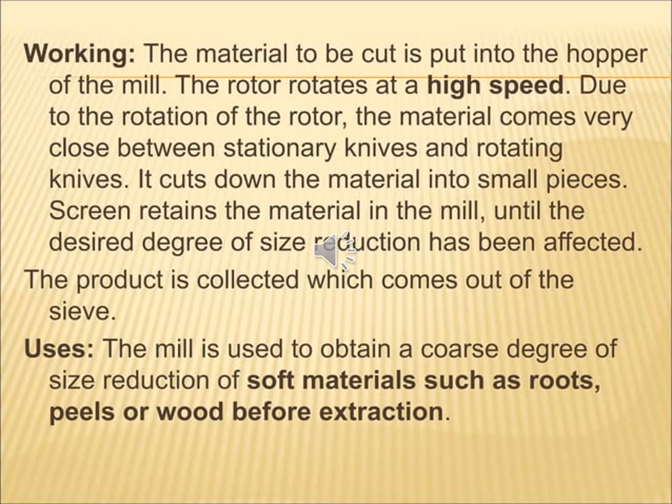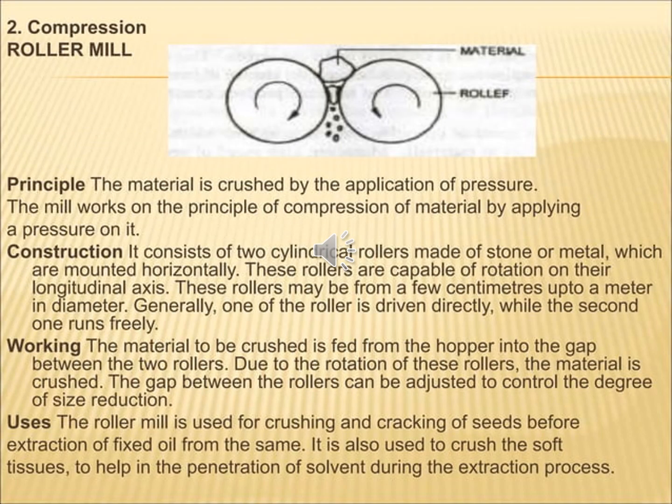or wood before extraction. Compression mill, roller mill. Principle: the material is crushed by the application of pressure. The mill works on the principle of compression of material by applying a pressure on it. Construction: it consists of two cylindrical roller made up of stone or metal which are mounted horizontally. These roller are capable of rotation on their longitudinal axis. This roller may be from a few centimeters up to a meter in diameter. Generally, one of the roller is driven directly where the second one runs freely.